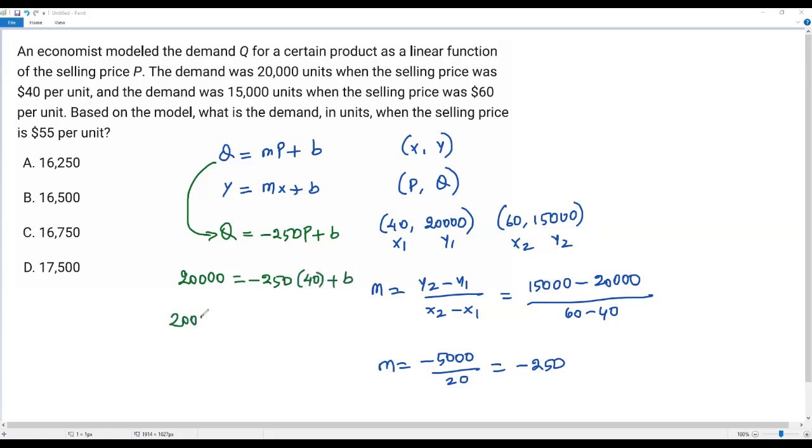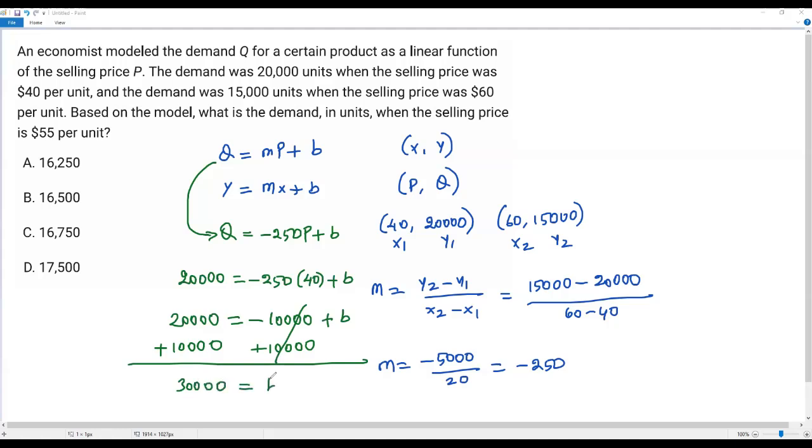So 20,000 equals negative, when I multiply 250 and 40, I get 10,000, plus b. To solve for b, I have to get rid of this negative 10,000, so I add 10,000 to both sides. The negative and positive values cancel out. I get 30,000 on the left side, and on the right side we have b. Now I got the value of b.